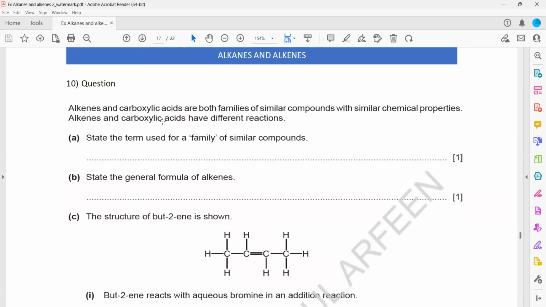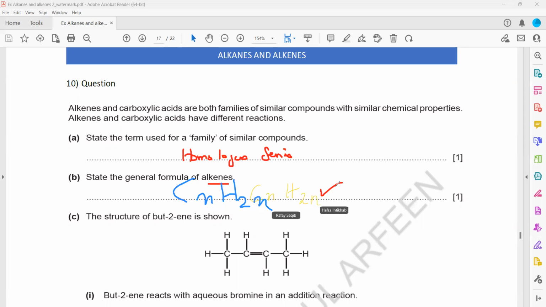Question 10. Alkenes and carboxylic acids are both families of similar compounds. State the term used for a family of compounds. Homologous series, so we call them a homologous series. General formula of alkene: CnH2n. If it was alkane, CnH2n+2, then what you said was right.